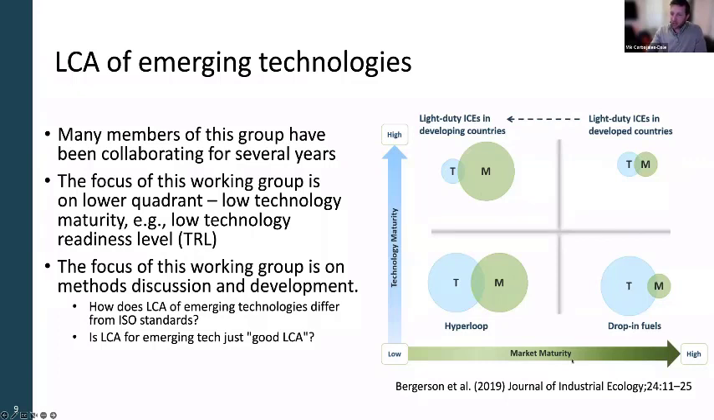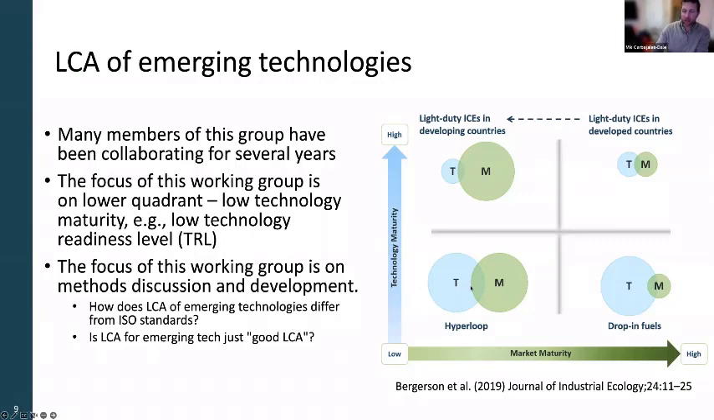Coming down here, we can think about high market maturity versus low technology maturity. That might be something like drop-in fuels for vehicles in the US market. So maybe renewable diesel, which is just a drop-in fuel that can be used in existing cars and existing fueling infrastructure.